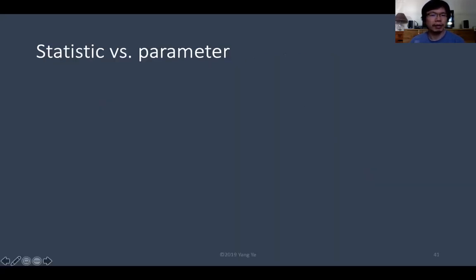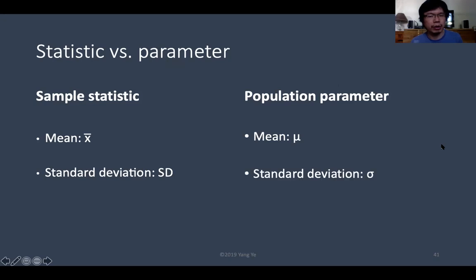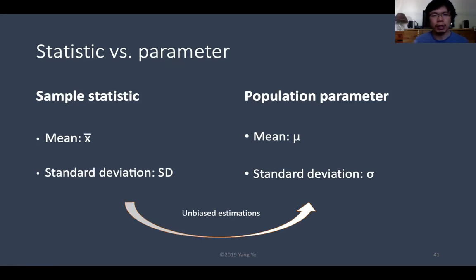And before we wrap up this little segment, I want to talk about statistic versus parameter. From now on, we will call sample statistics such as the mean, X bar, the sample mean, and SD, the sample standard deviation, and population parameters, which are the population mean mu, and the standard deviation, I think that's sigma. Anybody read Greek letters? I think that's sigma. Correct me if I'm wrong. I'll figure that out during the break.